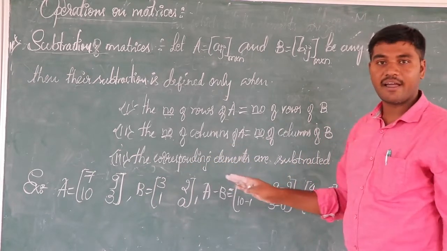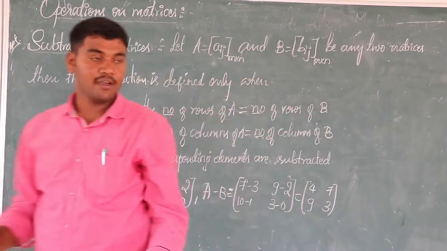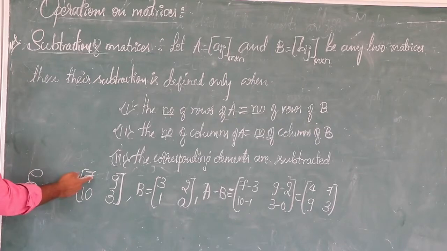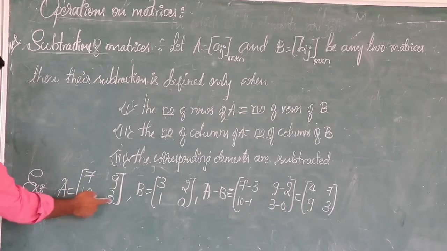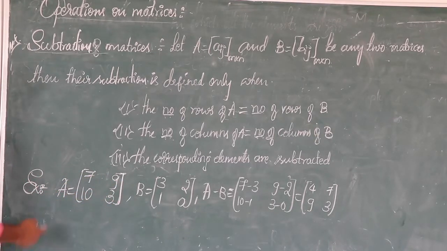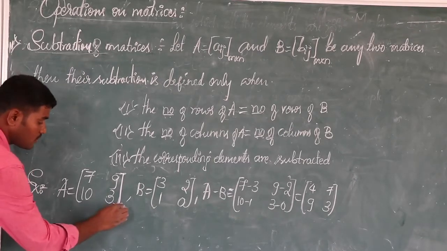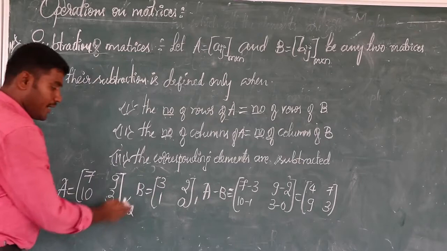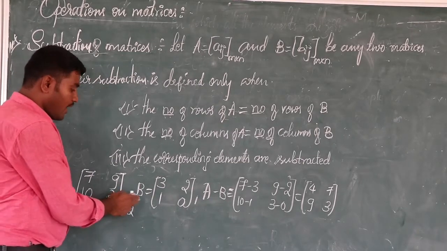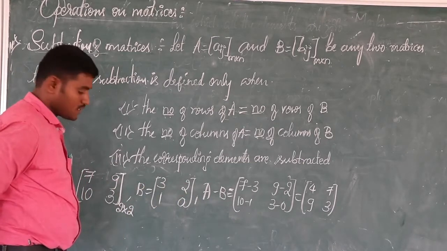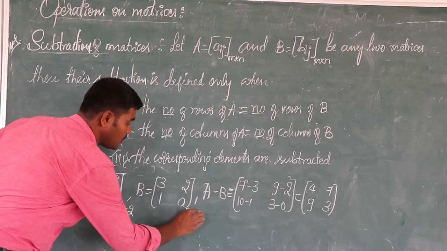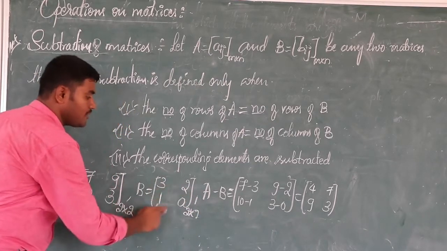So let us take an example. Here A and B are any two matrices. Here A has first row elements 7, 9, second row elements 10, 3. See, the order of the matrix is 2 by 2. There are 2 rows and 2 columns. Let us consider another matrix B, with first row elements 3, 2, second row elements 1, 0. Here also the order is 2 by 2. 2 rows are there and 2 columns are there.